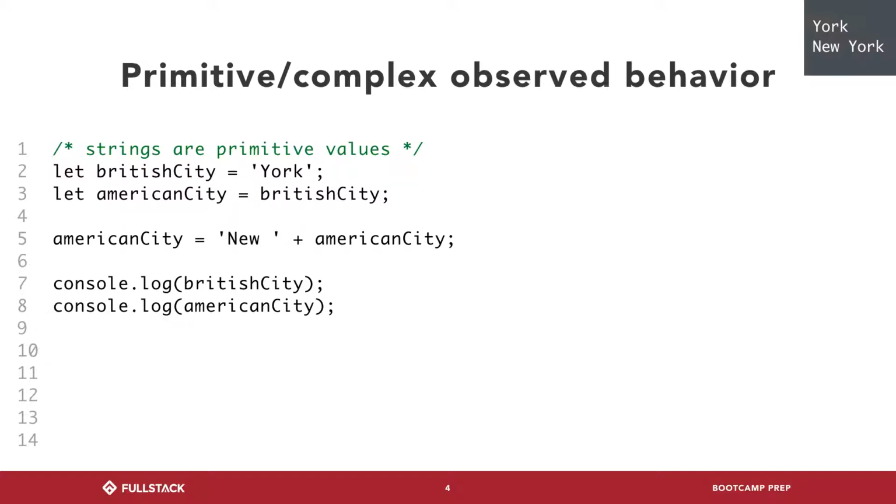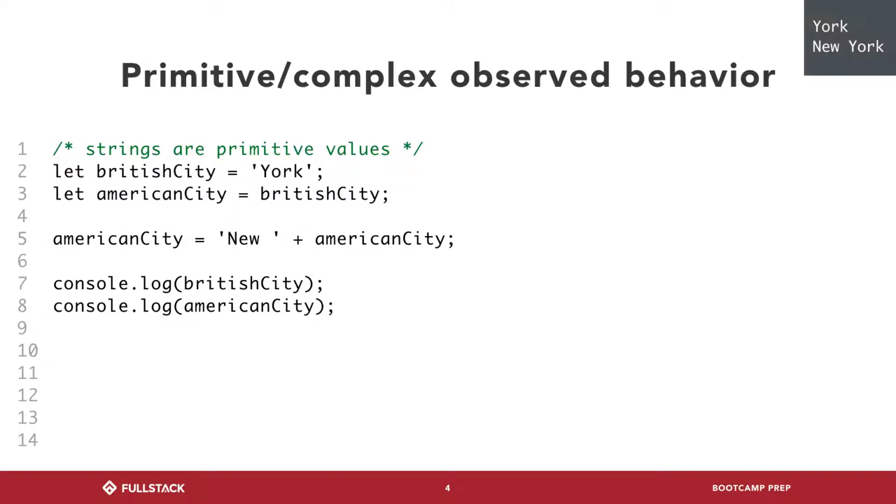So what the plus operator is doing is actually creating this brand new string called new space York here, right? And then I'm saying, hey, American city, the variable, why don't you set yourself to equal this new value now? And so what I'm doing here is I'm actually erasing this arrow and drawing the arrow here. Okay? That's why when I print out British city, it's giving me York, but when I print out American city, it's giving me new space York.